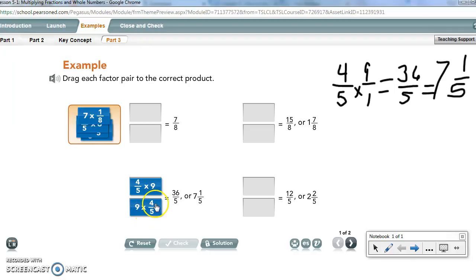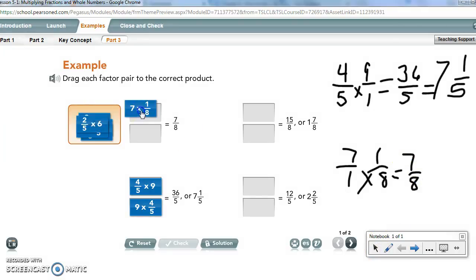This next one, 7 times 1/8. Well, if I do that, 7 over 1, again, any whole number can be written as a fraction as the whole number over 1, times 1 over 8 equals, and I multiply straight across. 7 times 1 is 7, 8 times 1 is 8. So my answer is 7/8, which means it must be this.